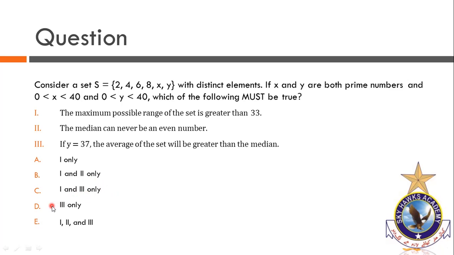And the second last one is, that is the D option, that only after finding out x and y according to the given conditions, we can say only one thing, that is the third one, that is the average or mean must be greater than the median. And the last one is that three statements, if we can find out x and y according to the given conditions, then we can say that all these three statements, the range must be greater, the median cannot be even, and the mean must be greater than median. So all these three things are possible.